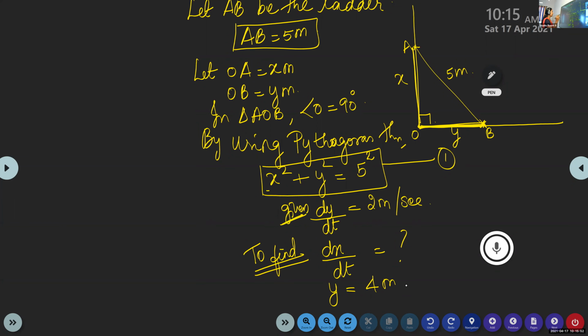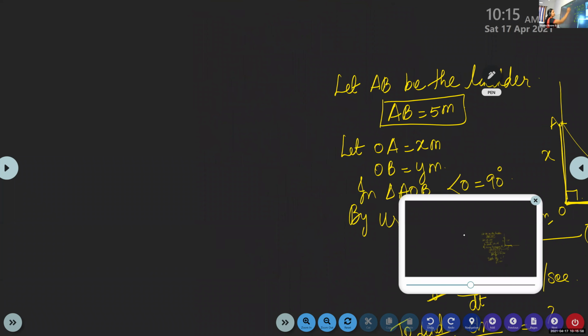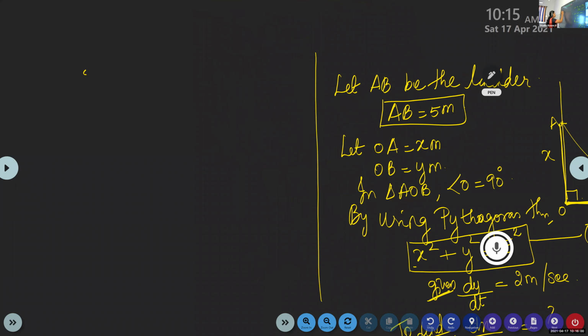Okay, children. Now we can find dx by dt. So what is the relation connecting x, y, and the length of the ladder? X square plus y square is 5 square, that is 25. This is the relation connecting x, y, and 5, the length of the ladder. Up to this, is it okay?